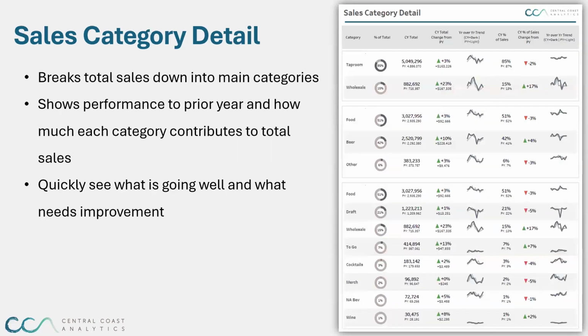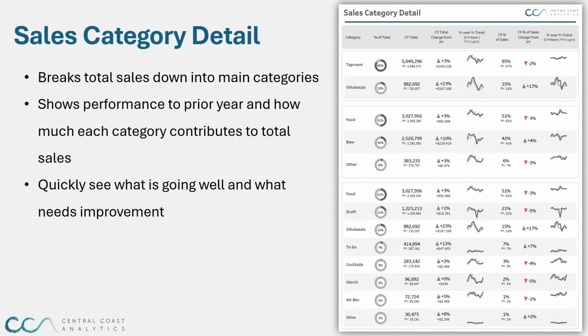Now we're really going to start to deep dive some of these categories. So in this case, we're looking at our sales. And as you're looking at the right-hand side of the screen here, you'll see first we're breaking it down by taproom and wholesale. And then we're breaking it down a little bit deeper, in this case, food, beer, and other. This is a food-heavy tap room that we're looking at.